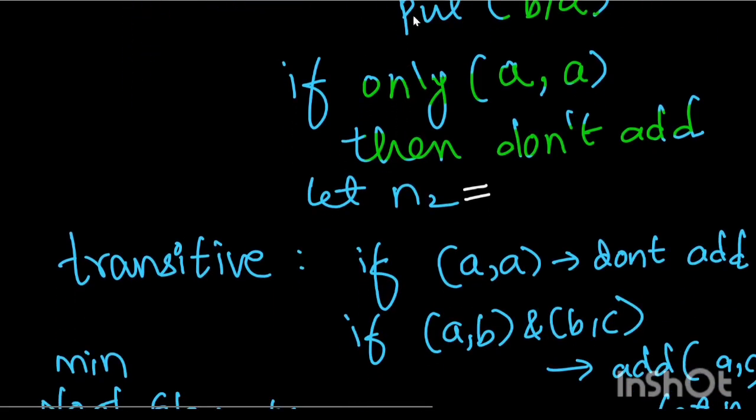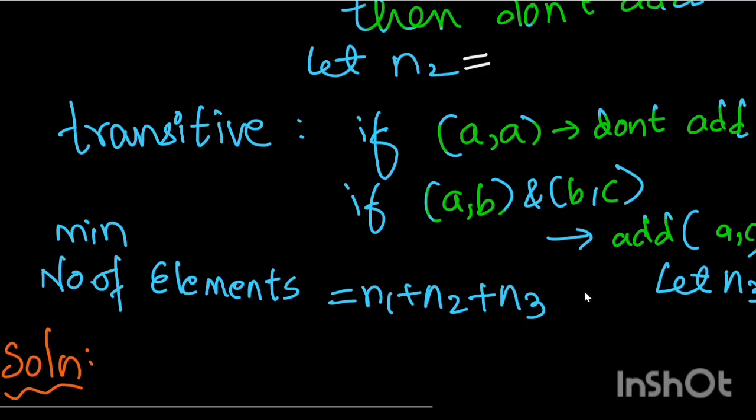Transitive, again: if AA is there, then we don't add anything. But if AB is there, you search for something which starts with B. Let's say you got BC, then you should seek for AC. If AC is not there, then you need to add that. The number of elements you need to add, let's say it is N3. So the minimum number of elements is the sum total of the number of reflexive, symmetric, and transitive elements.